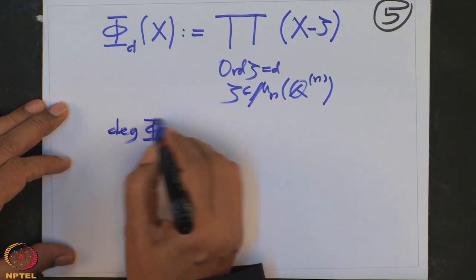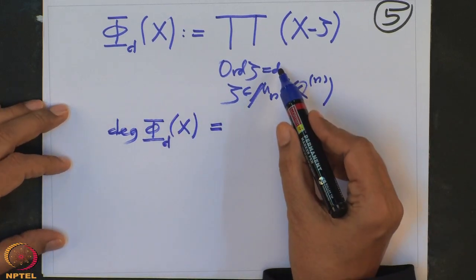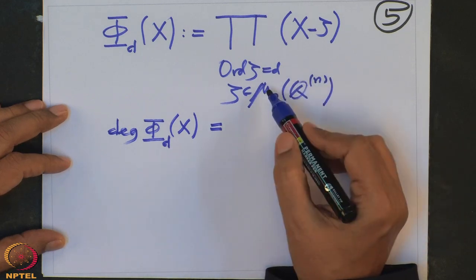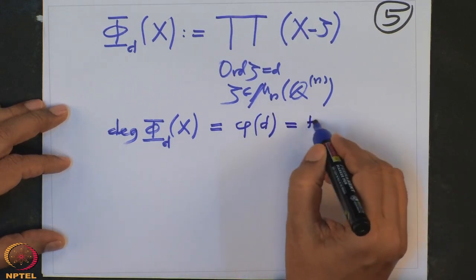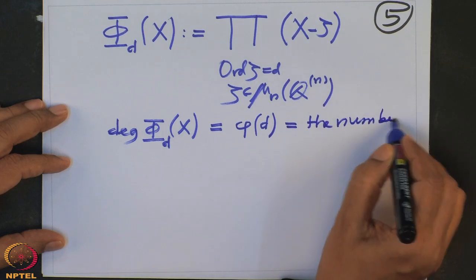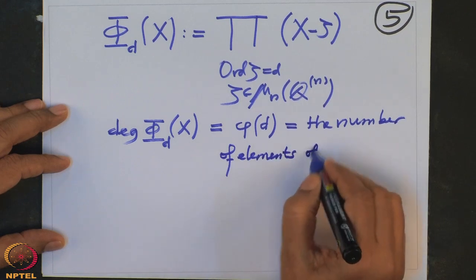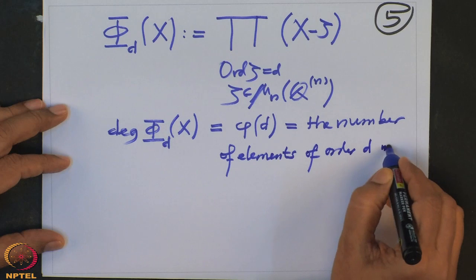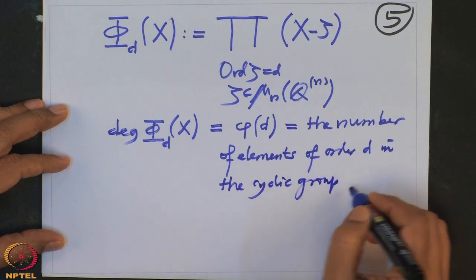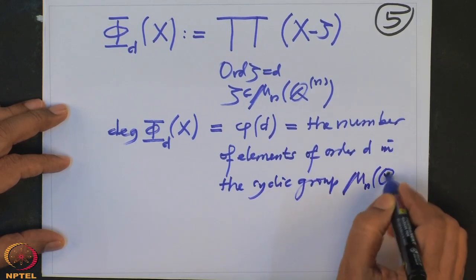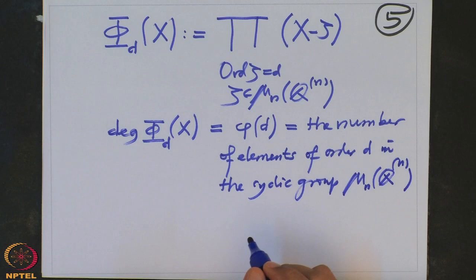And therefore we know what the degree is. The degree of phi_d is clearly the number of elements of order d in this cyclic group mu_n(Q_n) of order n, and therefore it is Euler's phi function phi(d).